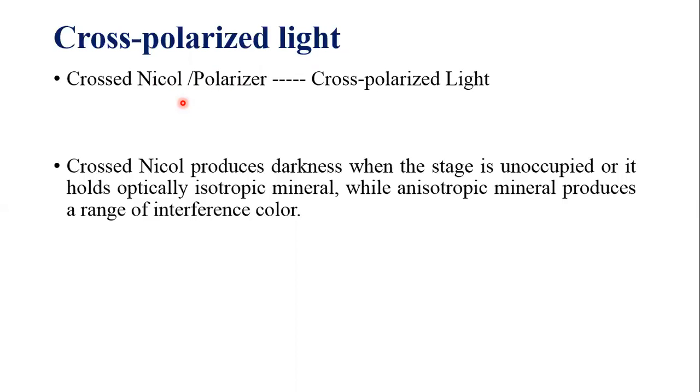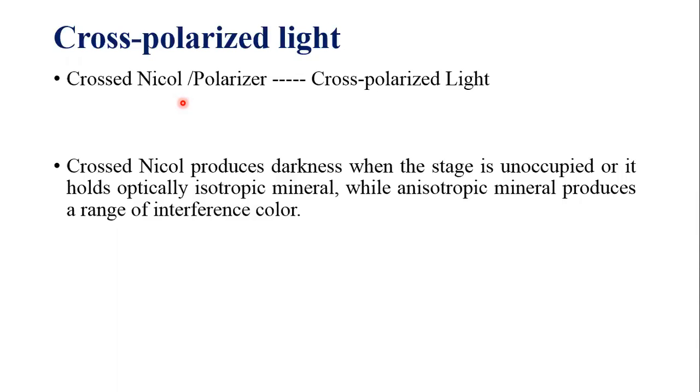You know that a petrographic microscope contains two polarizers. One is the lower polarizer, which remains fixed. It is always present in the path of light. On the other hand, the upper polarizer can be inserted in the path of light as well as removed from the path of light. When the upper polarizer is also inserted in the path of light, and now both polarizers are present in the path of light, then the polarizers are said to be crossed.